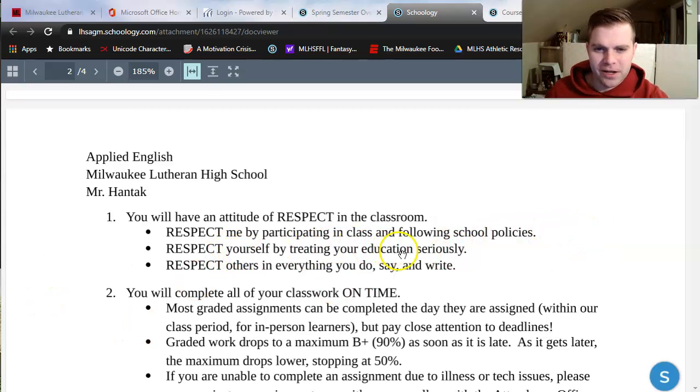Respect yourself by treating your education seriously. The best way that you can love yourself as a high school student is to make sure you get that education. It's the best way to set yourself up for success after high school. You can show yourself a whole lot of self-love and self-respect by taking this seriously now so that you can do well later. And respecting others and everything you do, say, and write.